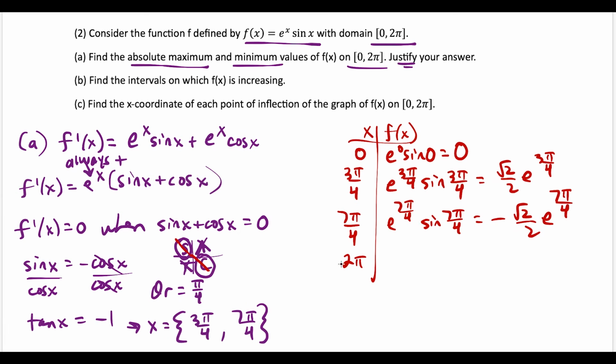But now when we plug in this other endpoint, we're going to have e to the 2 pi times sine of 2 pi, and this is going to work out to 0 because sine of 2 pi is 0. So when we're looking for the absolute maximum, just by default these are both 0, and this is the only positive, so this would be the absolute max. And our other term, the only negative, would be the absolute minimum. So now we could write out our solution.